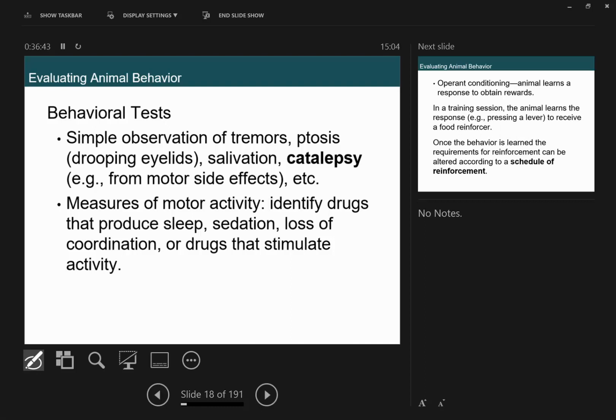We have some different sort of things that we might measure with animals, some very simple things. I mean, are they having tremors? Do they salivate? How much are they moving around? Are they falling asleep? Right? These are all things that are pretty easy to measure.